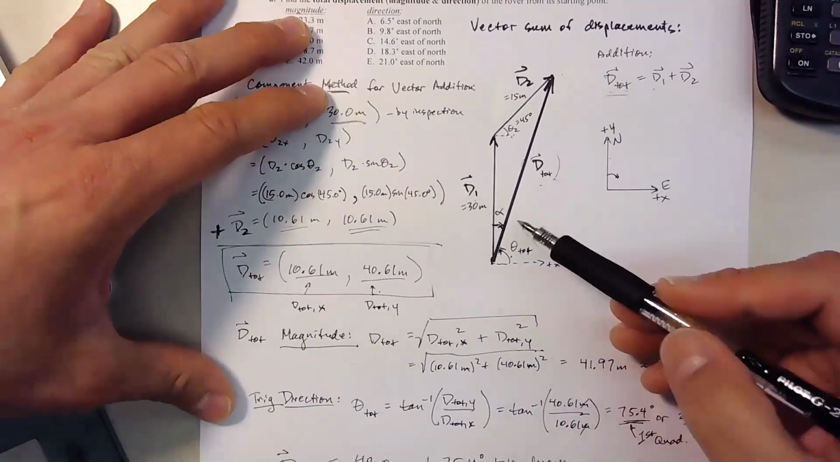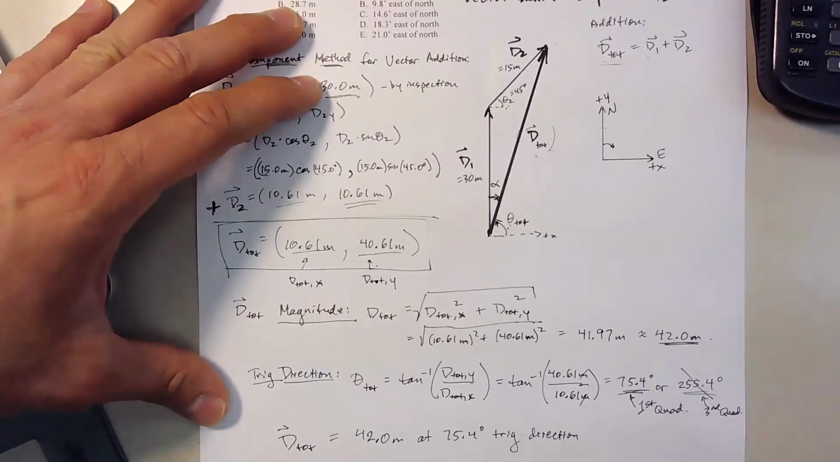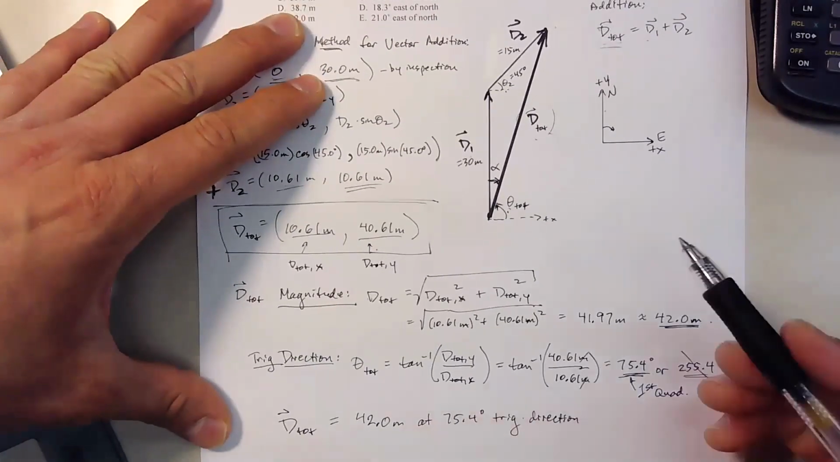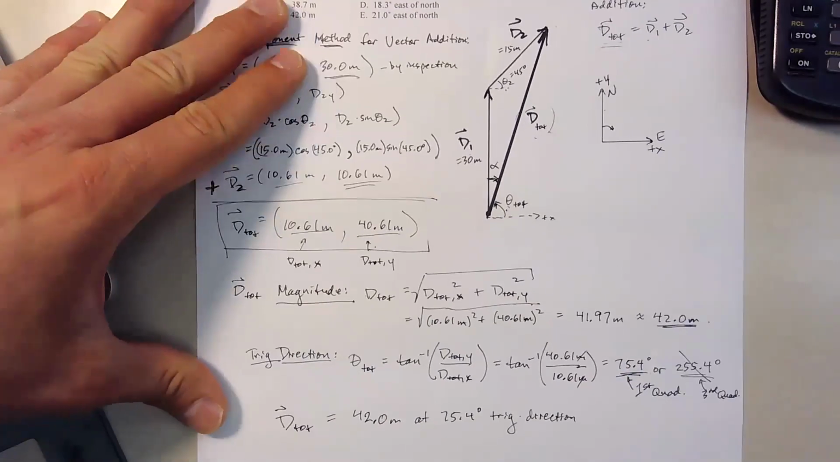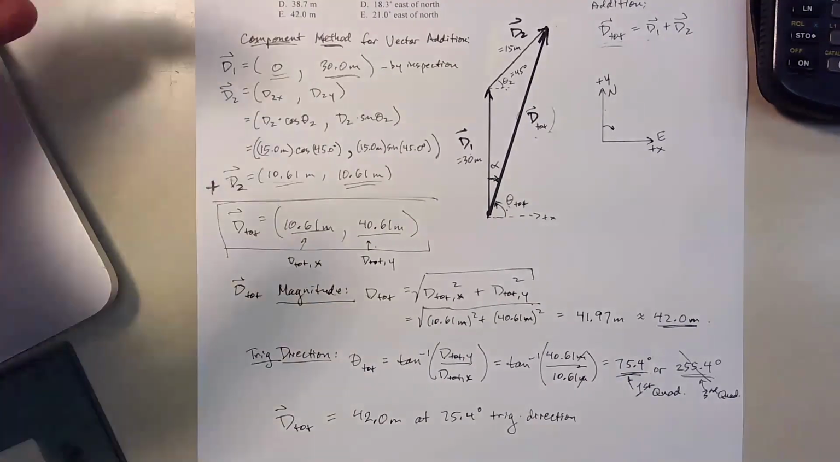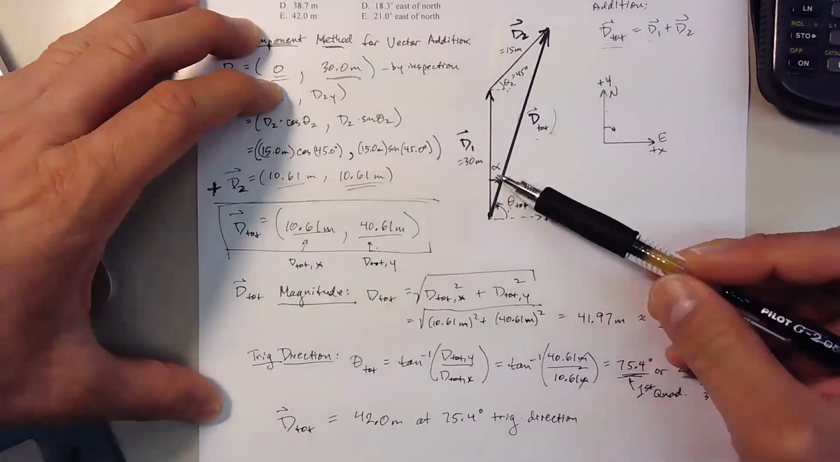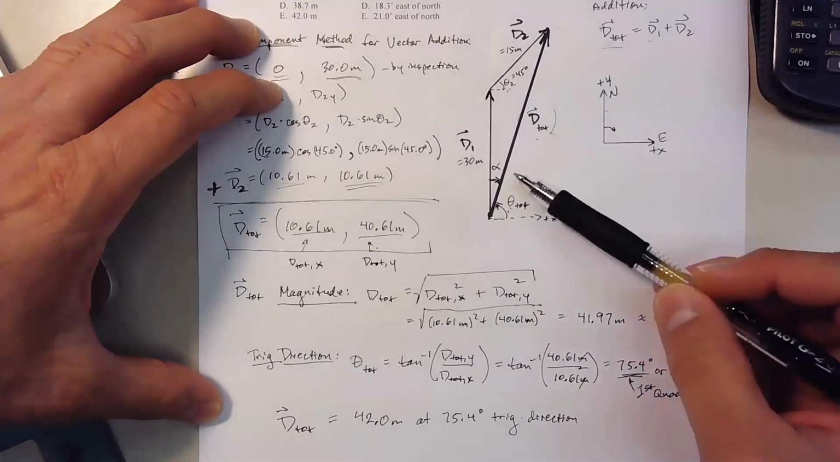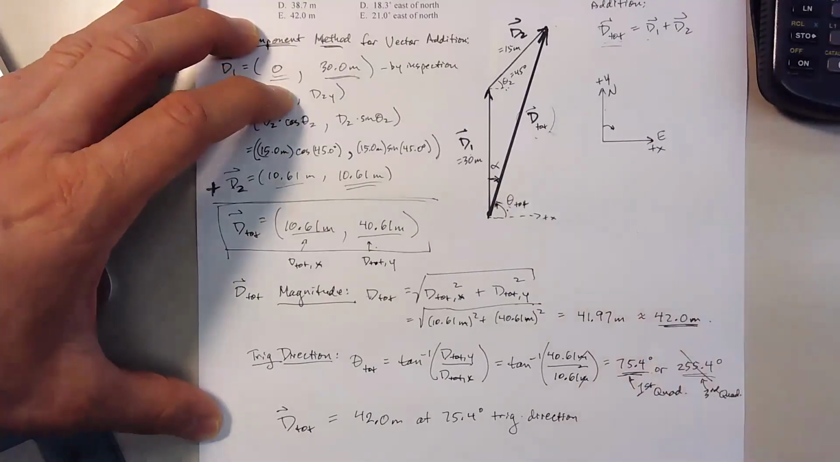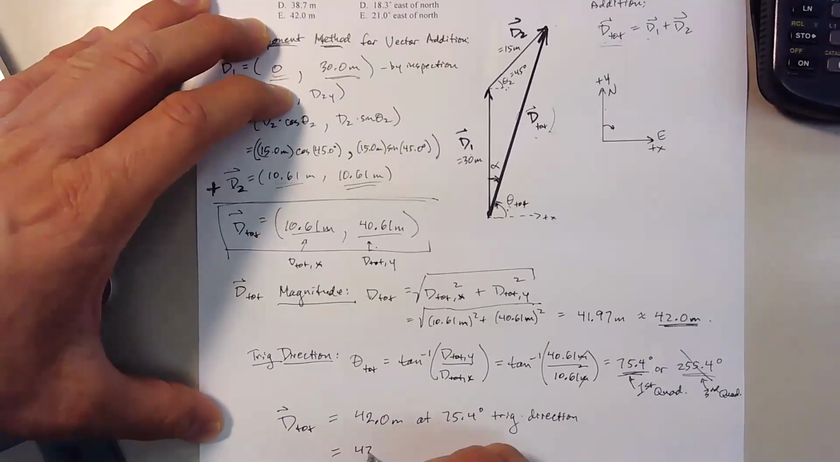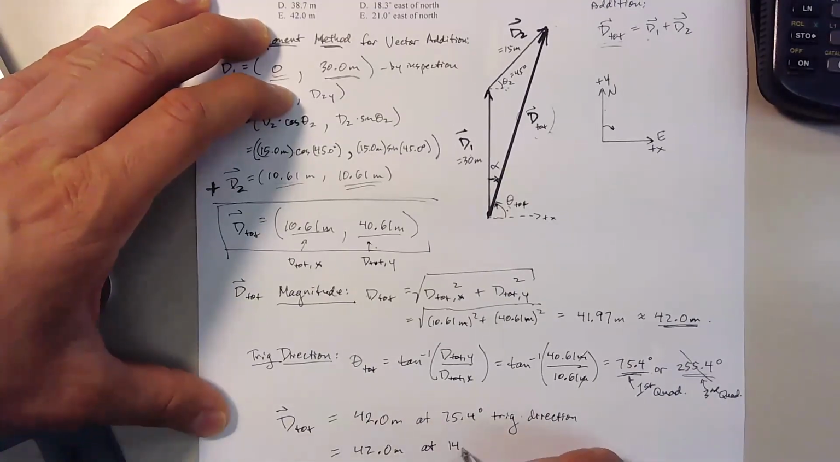Okay. How do I get alpha knowing theta? Well, it looks like the two of them are going to add up to 90 degrees, right? So they're the complements of each other. So I'm going to say, okay, alpha, the degrees east of north, is equal to 90 minus theta. So that's going to be 42.0 meters at 14.6 degrees east of north.